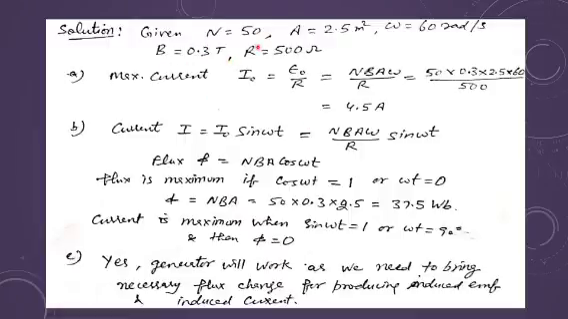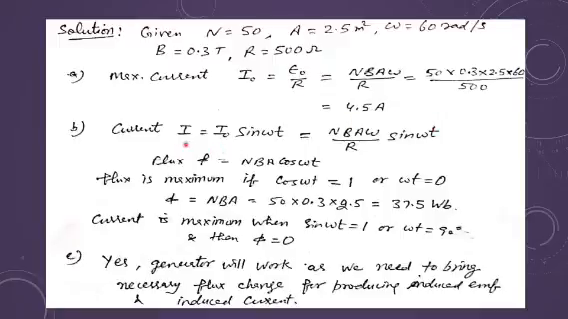Number of turns is 50, area is 2.5 meter square, omega is 60 radian per second, B is 0.3 Tesla, and R is 500. So maximum current I naught is equal to epsilon naught upon R, while epsilon naught is given by the formula NBA omega. N, B, A and omega are all given in proper units, so no need to convert anything into some other unit. Simply put the values and work out the things. That comes out to be 4.5 ampere.